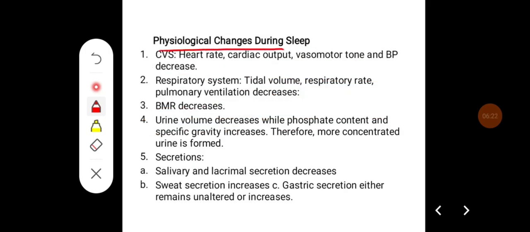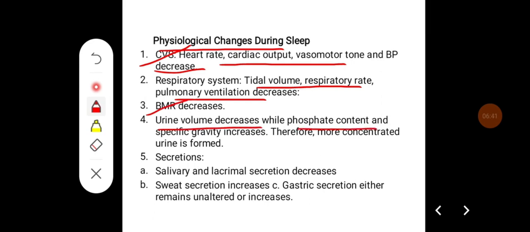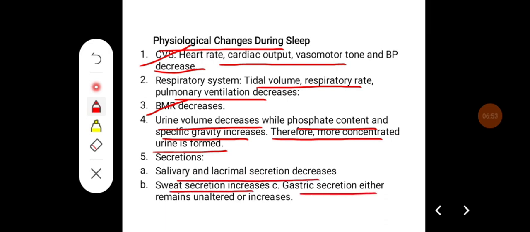Some of the physiological changes that occur during sleep are in the cardiovascular system: heart rate, cardiac output, vasomotor tone, and blood pressure decrease. In the respiratory system, tidal volume, respiratory rate, and pulmonary ventilation decrease. BMR decreases, and urine volume decreases, while phosphate content and specific gravity increase, therefore more concentrated urine is formed. Amongst the secretions, salivary and lacrimal secretion decreases, sweat secretion increases, and gastric secretion either remains unaltered or can increase.